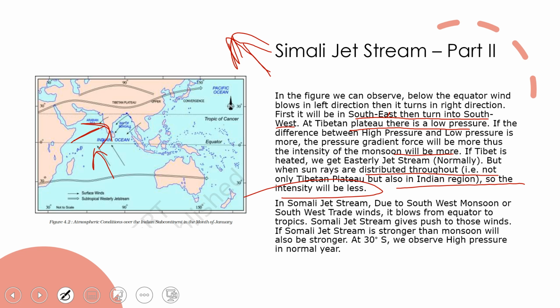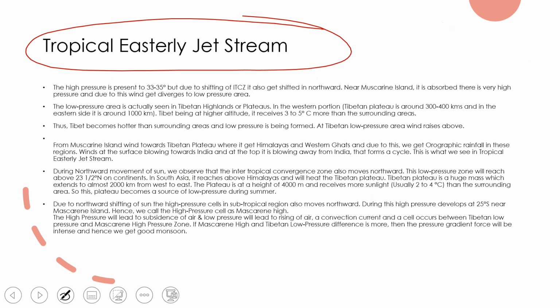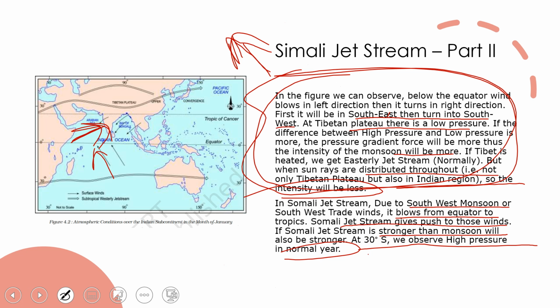And in the Somali jet stream, due to the southwest monsoon or the southwest trade wind, this wind blows from the equator to the tropics. The Somali jet stream will give a push to the wind, and if the Somali is stronger than the monsoon, it will get stronger. At 30 degrees south we will observe high pressure in the normal area. So ignore this para, it is not relevant to the Somali jet stream, but it is relevant to the first part, that is the tropical easterly jet stream. Okay, so that is what the Somali jet stream is helping. This is not Somali.